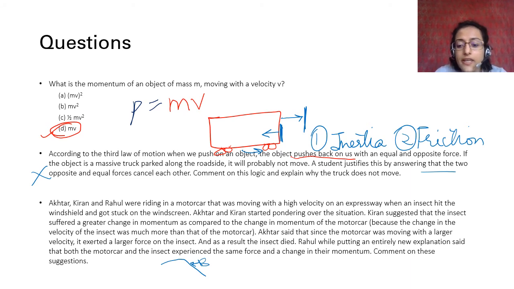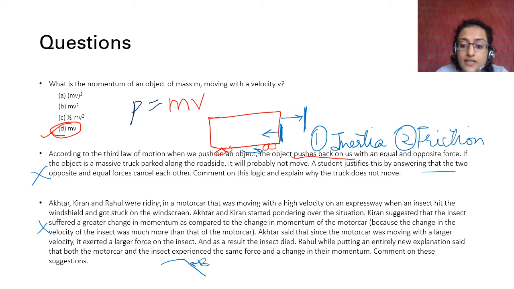ये लॉजिक क्या है? किरण बोला कि change in momentum इसका ज्यादा है and change in momentum इसका कम है. That is not true. No, you know that rate of change of momentum is the same. Rate of change of momentum is proportional to the applied force. And you know according to the third law कि दोनों का force acting is the same. So change in momentum for both should be the same. Doesn't matter कि उसका mass कितना है, rate of change of momentum दोनों का same होगा. So this is wrong. What Kiran said is wrong.